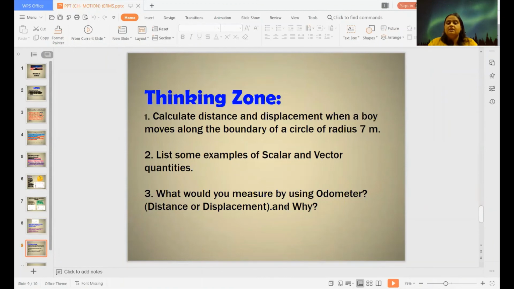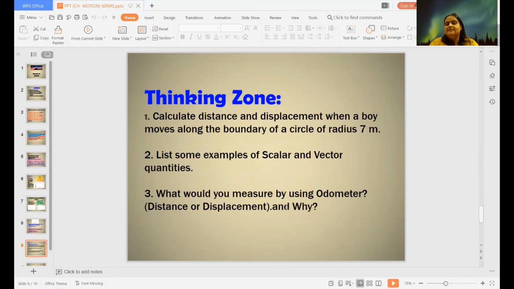Now, this is again thinking zone. These are the questions based on distance, displacement, scalar, vector, and what you measure by odometer. So let's quickly solve them.